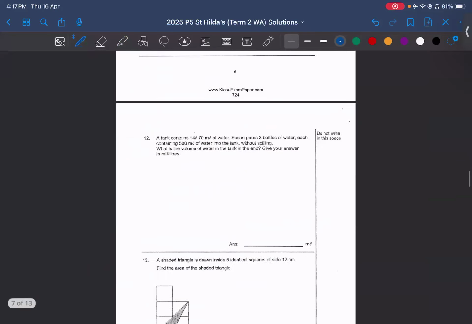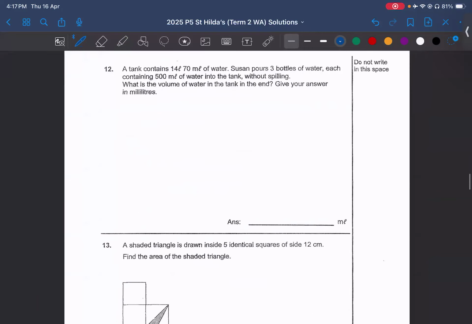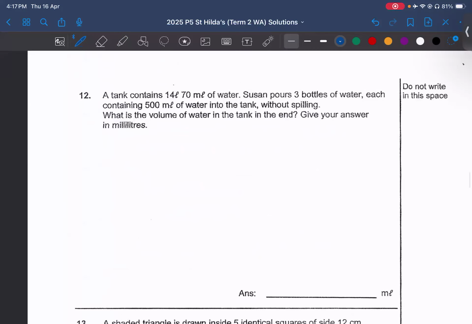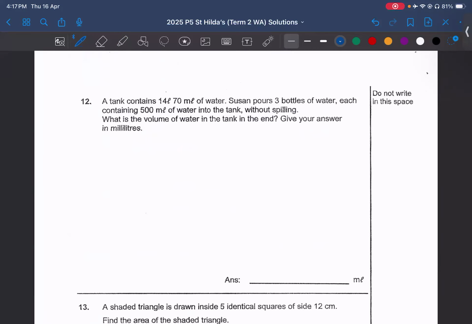Okay, I'll move on to question 12. A tank contains 14 liters 70 milliliters of water. And we know that Susan pours 3 bottles of water, each containing 500 milliliters of water, into the tank without spilling. So what is the volume of water in the tank in the end? Give your answer in milliliters.